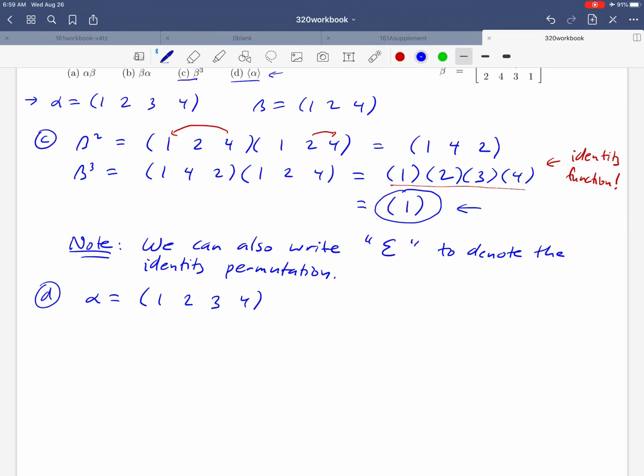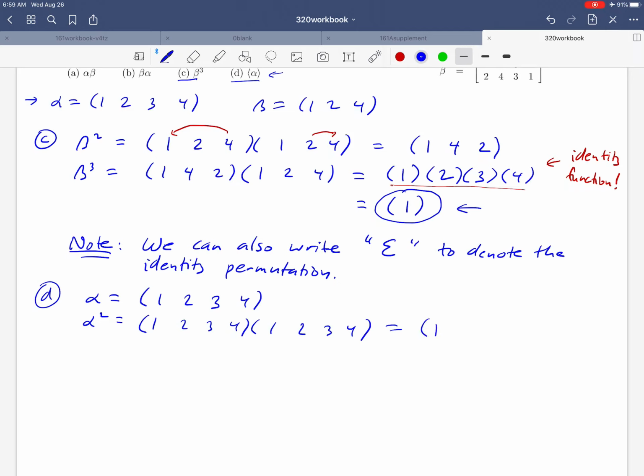Okay, we just need to calculate powers of that. And what we're going to observe is that if we raise this to a high enough power, we're going to come back to the identity, just the way that generally happens in any finite group. Okay, so alpha squared would be just taking this permutation and composing it together.